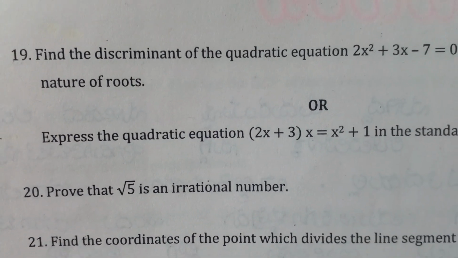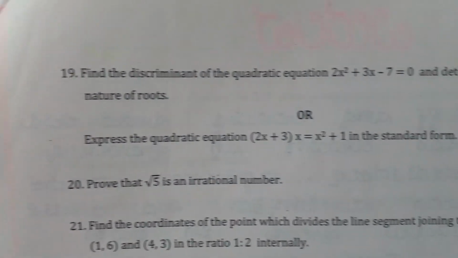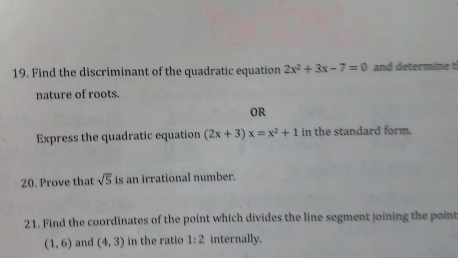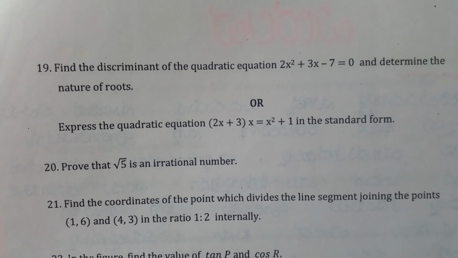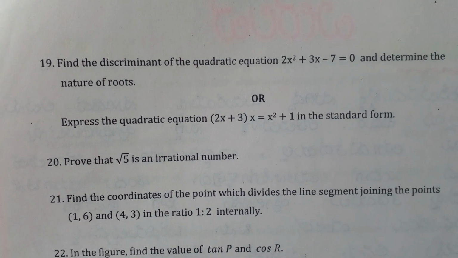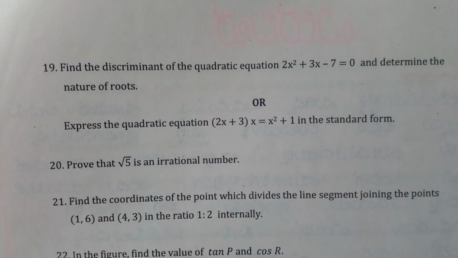Here, 19th question. Find the discriminant. Can you see the problem? See the 19th one. Find the discriminant of the quadratic equation 2x square plus 3x minus 7 is equal to 0, and determine the nature of the roots.